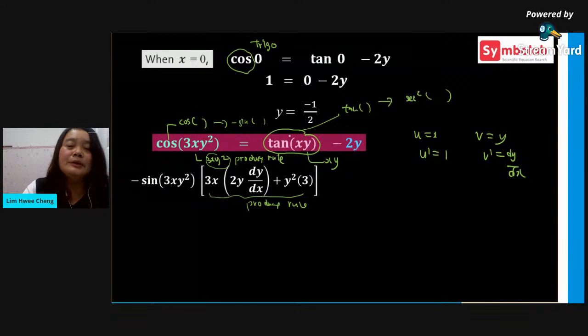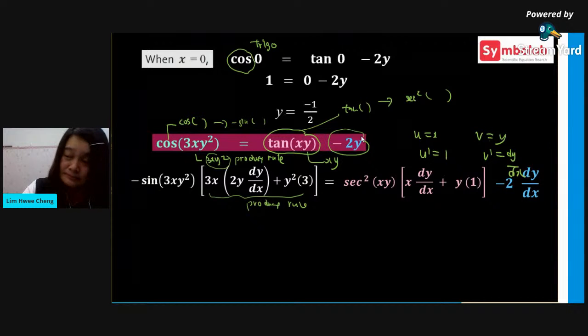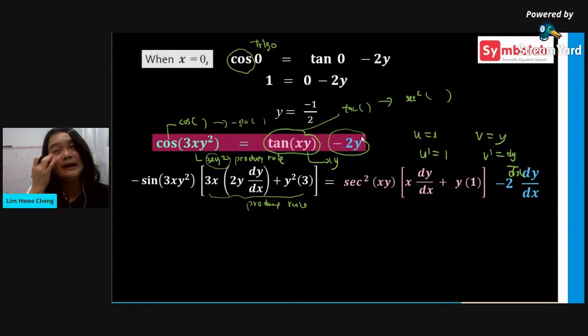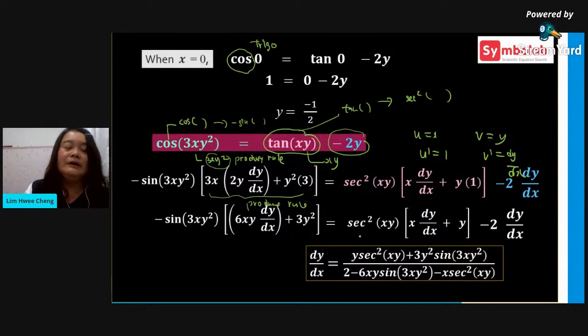The outer is tangent, so you get secant squared of xy, times the product: u v prime, dy/dx, plus y u prime. Then only you settle this. This one you will get minus 2 dy/dx. After that, the second step, you solve for dy/dx. So you collect the dy/dx aside. Then you just solve, and you will get the term of dy/dx as this.